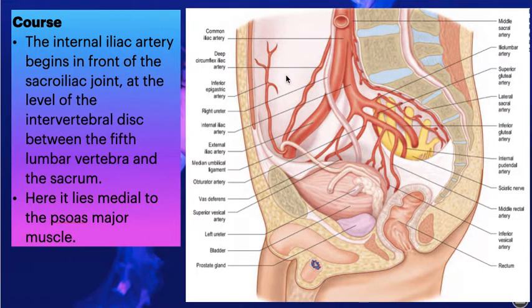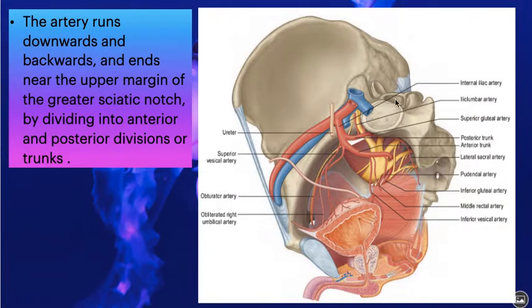Now, the course: the internal iliac artery begins in front of the sacroiliac joint at the level of the intervertebral disc between the L5 lumbar vertebra and the sacrum. Here it is lying medial to the psoas major muscle. This artery runs backwards and downwards and ends near the upper margin of the greater sciatic foramen, dividing into an anterior division and a posterior division.